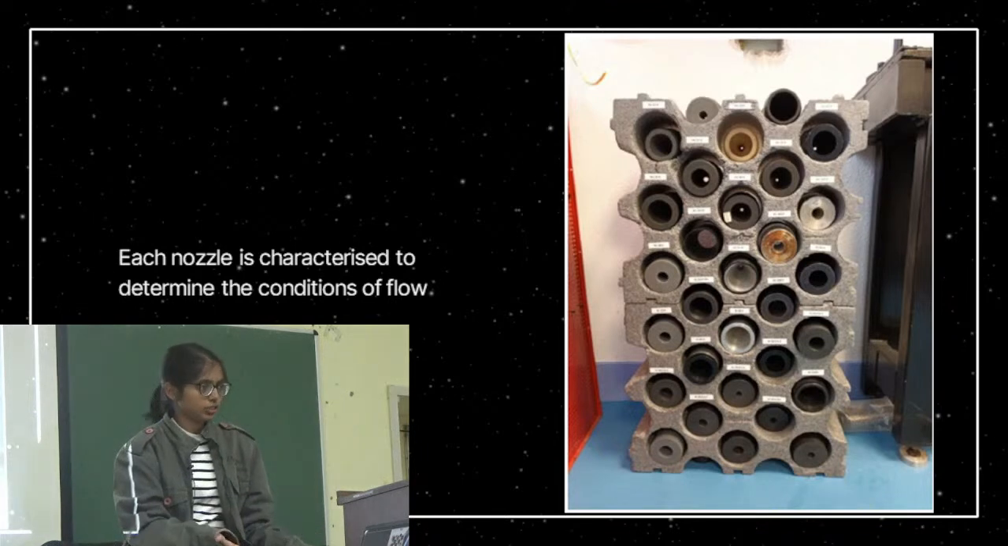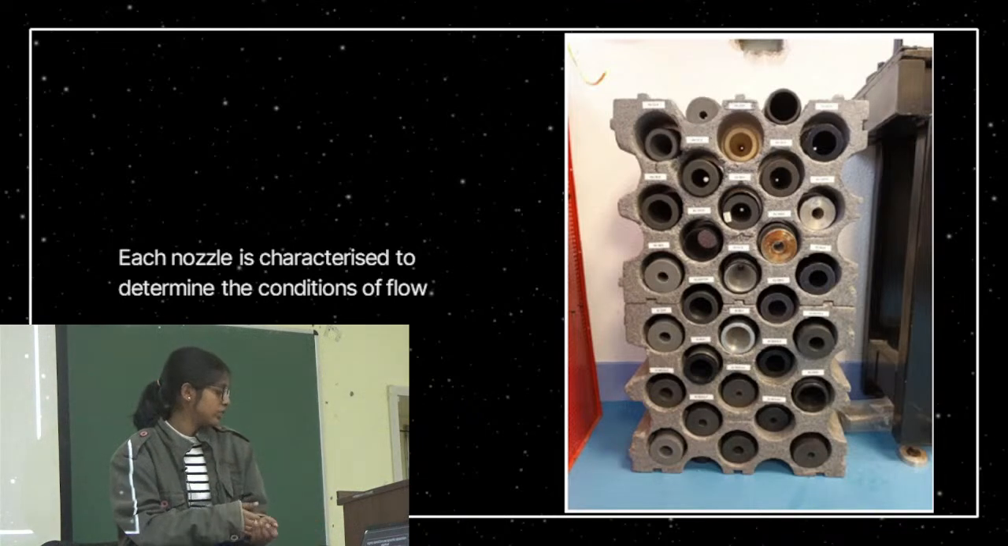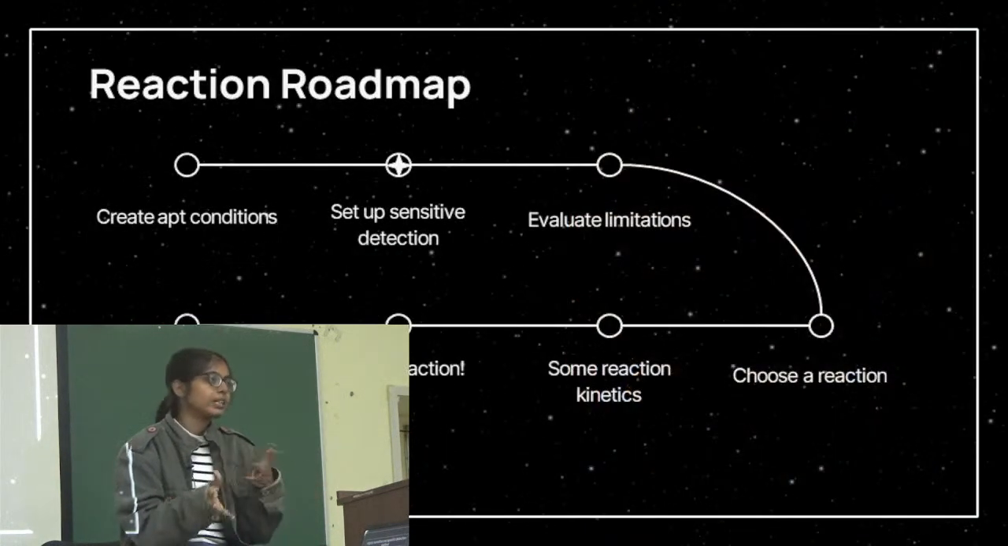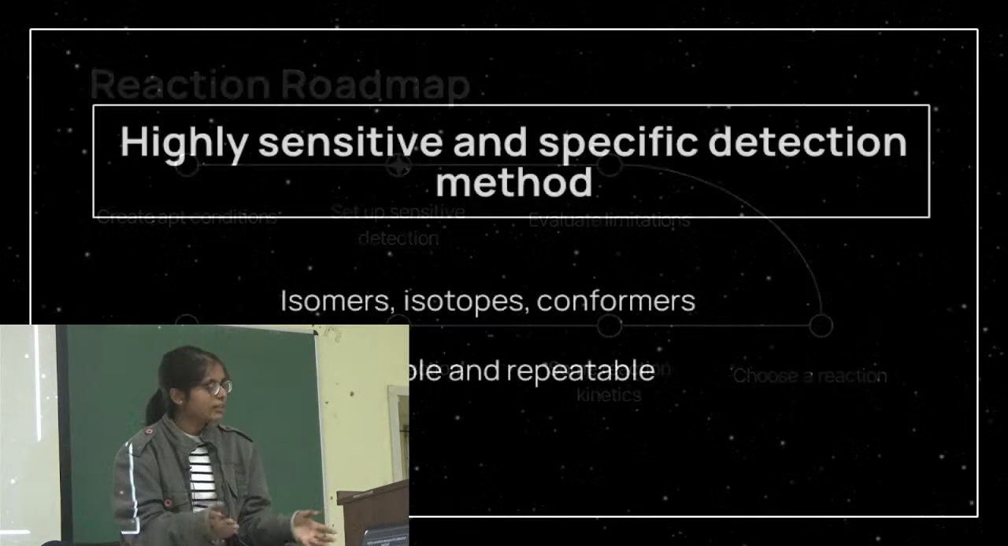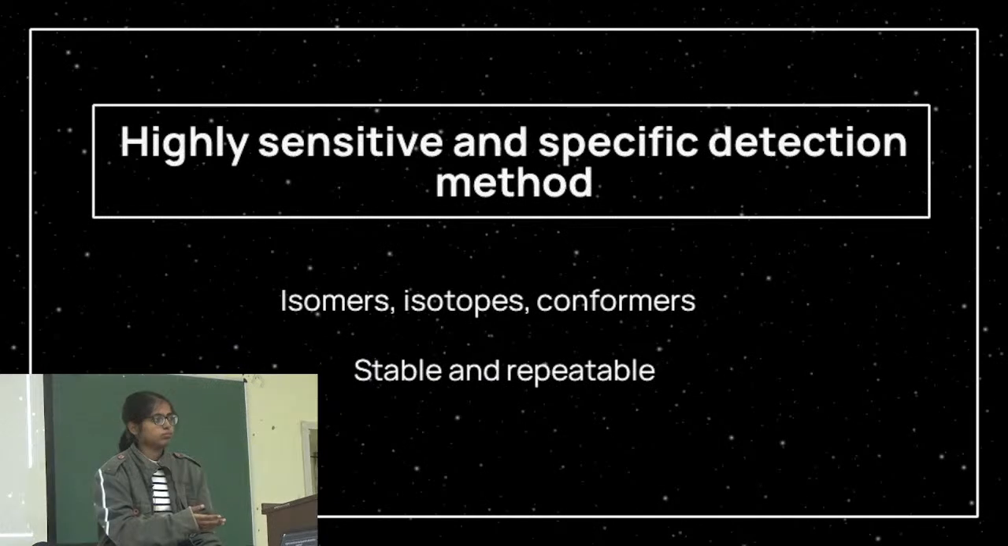So now we have the conversion. We move to the next part of our process, which is sensitive detection. We need a highly specific method that should be able to differentiate between things like isotopes, isomers, and conformers, and it should also be stable and repeatable, obviously. And now, any guesses at this point? What kind of method would you start with to detect molecules? What are the commonly used methods to detect molecules?